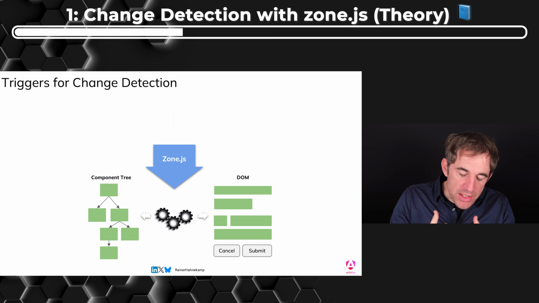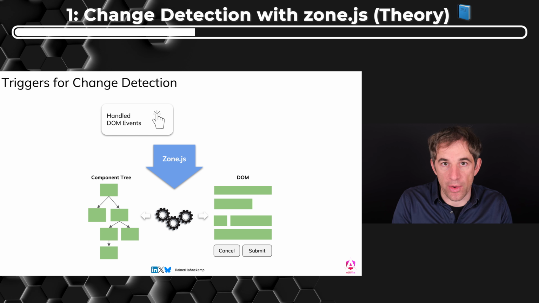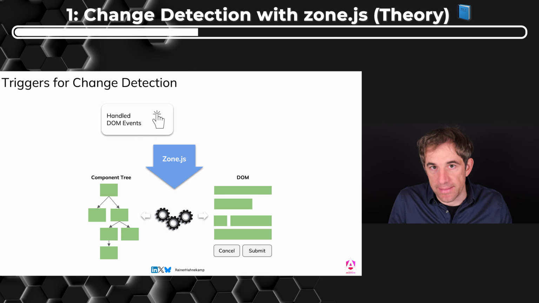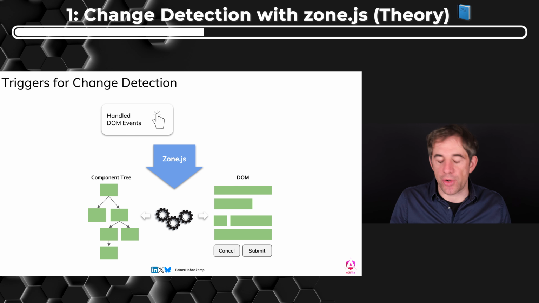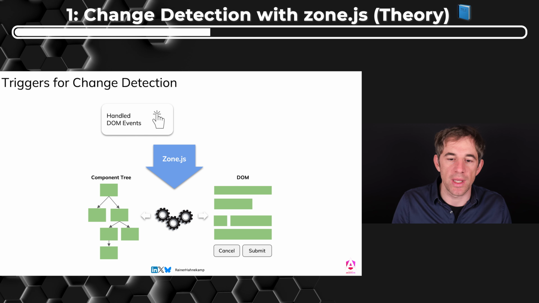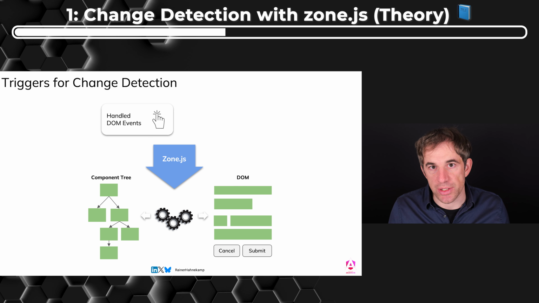And Zone.js listens to DOM events, but they need to be handled DOM events. So you need to have an event listener, a method in your component with a click event, for example, that listens to it. If you just have a button and your users are clicking on a button, then this is not handled. There needs to be really a method for it. And once such a handled DOM event happens, then Zone.js is aware of it, and then it starts to trigger the change detection.